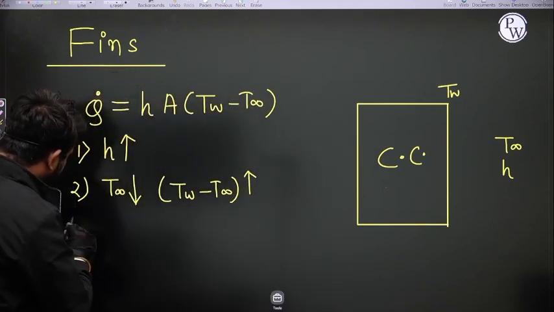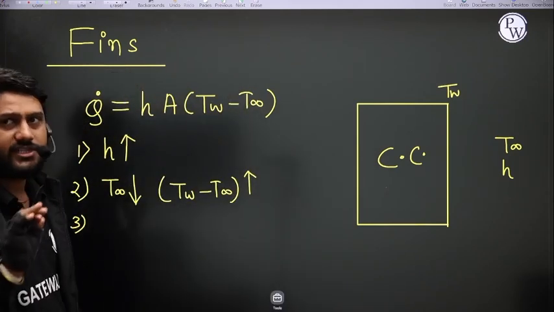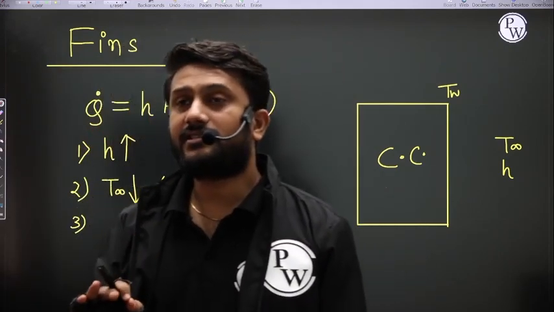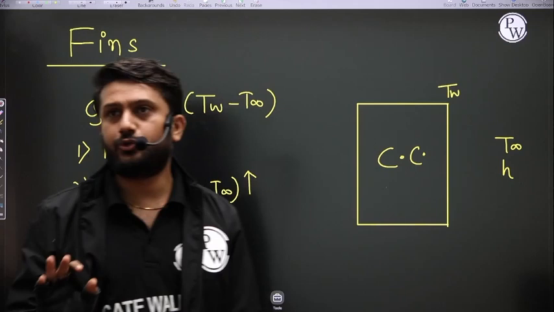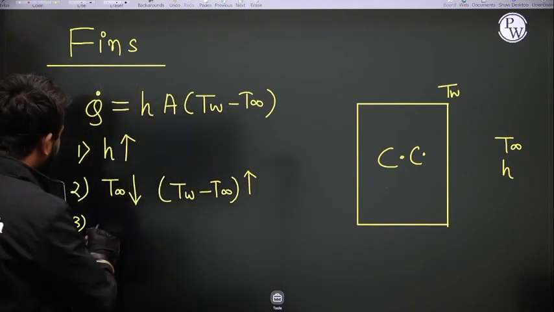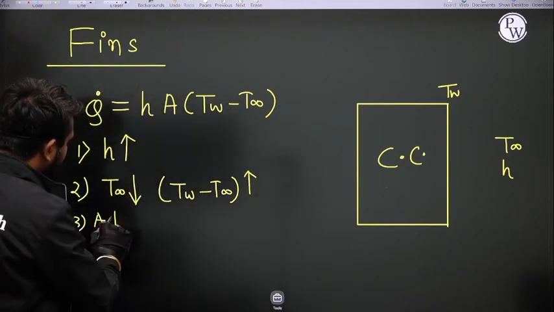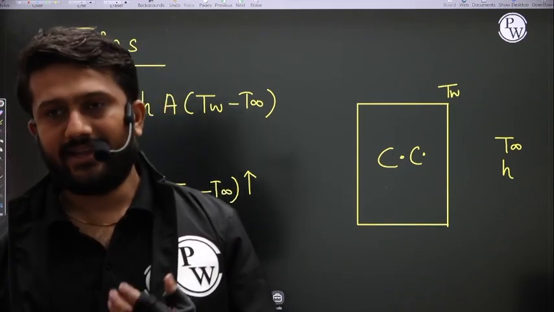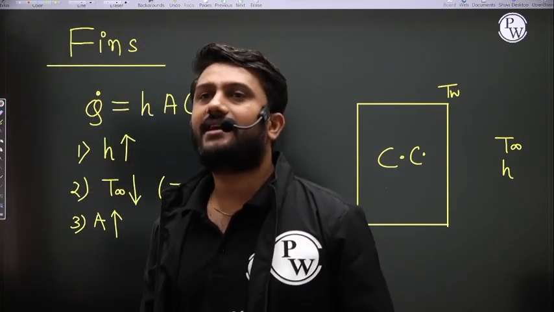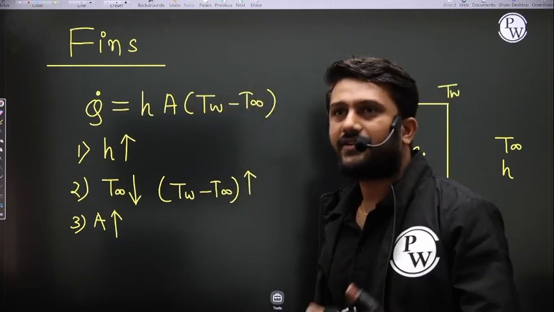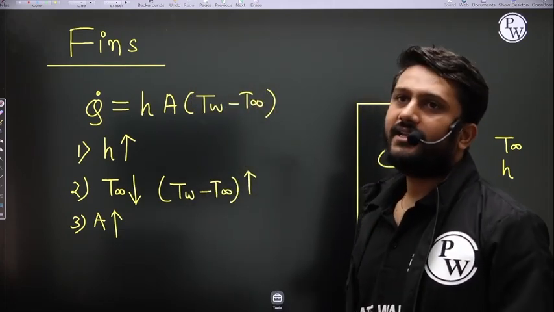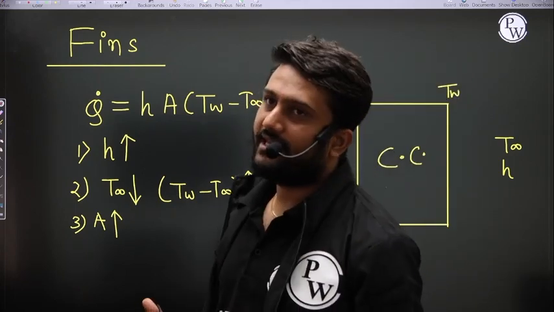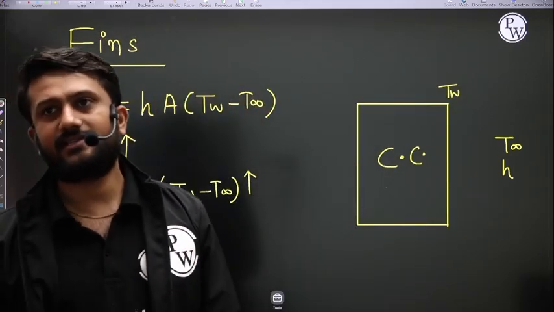Now what is the third way, which is more popularly used? That is by increasing the area. If I increase the area from where the heat transfer occurs, definitely this rate of heat transfer will be increased. So there are three ways by which we can increase this rate of heat transfer.